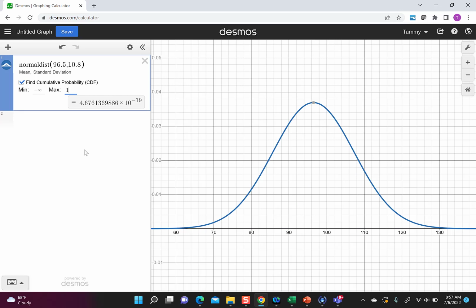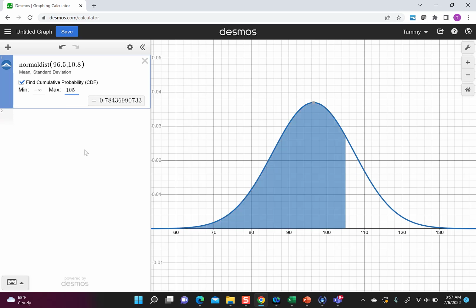I'm going to take out the 75, put in 105, and now I can see I'm over to the right. Remember, our mean is 96.5, so 105 is bigger. Over on the right, it says about 78.4% of movies are less than 105 minutes long. So this gives us an idea of how this 105 relates to the mean. It's bigger. It's kind of close, right? It's only a little bit to the right this time, but it gives me an idea of the dispersion too.